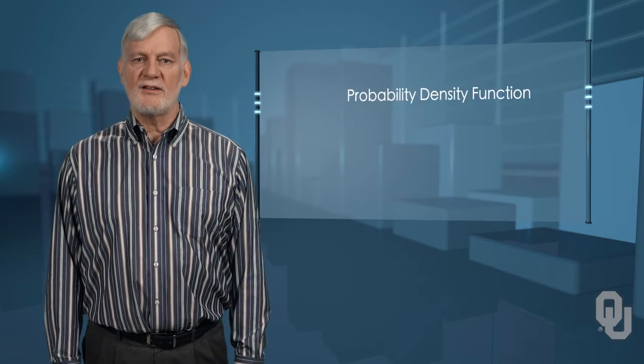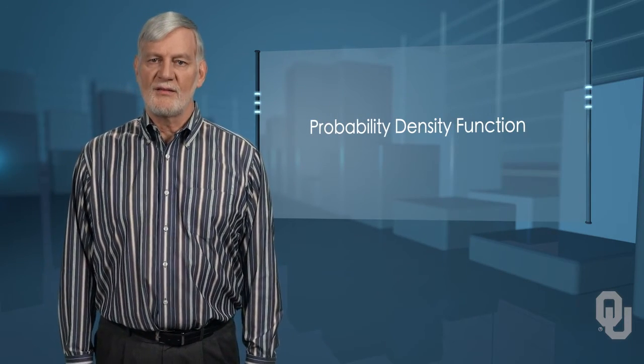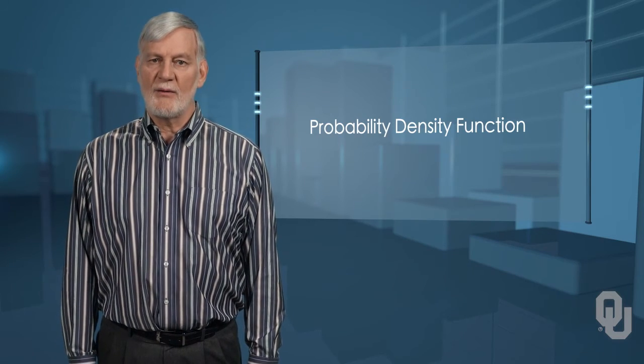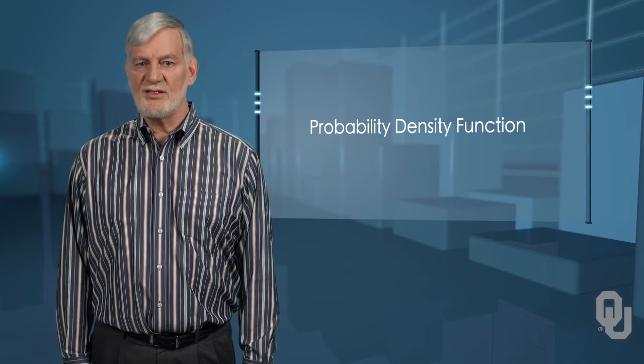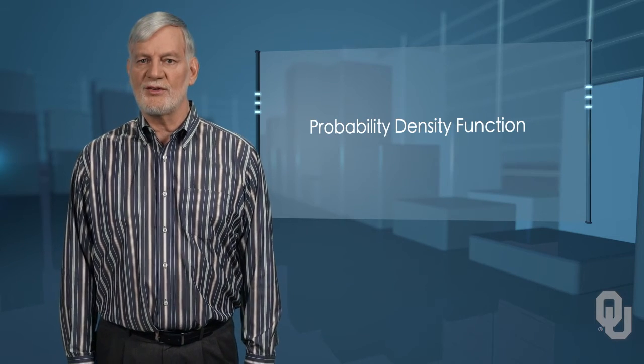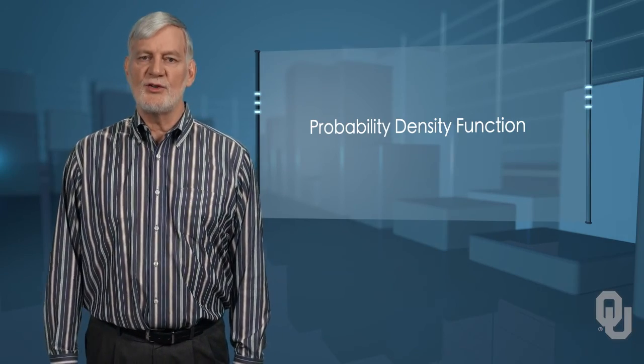All probability density functions for a continuous random variable will have these characteristics. Each probability density function, however, will be appropriate for only certain types of applications, just as was the case for discrete random variables. We will now look at 2 probability density functions for continuous random variables.